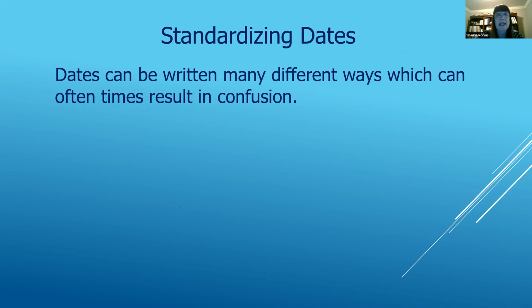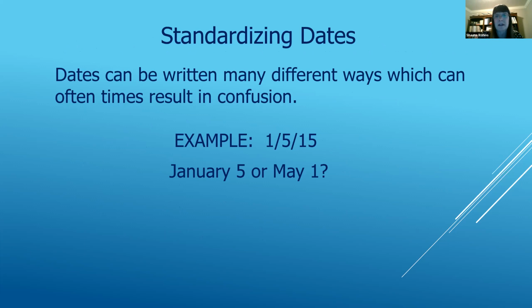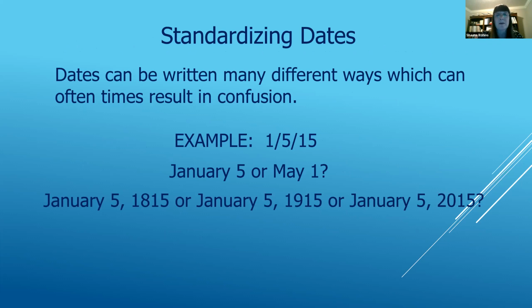Standardizing dates. Dates can be written many different ways, which can often result in confusion. For example, if you come across a date that is 1/5/15, what does it mean? Is it January 5th or is it May 1st? Depending on where you are in the world, it will be January or May. Let's assume it's January. Is it January 5th, 1815, 1915, 2015? Standardization eliminates confusion.